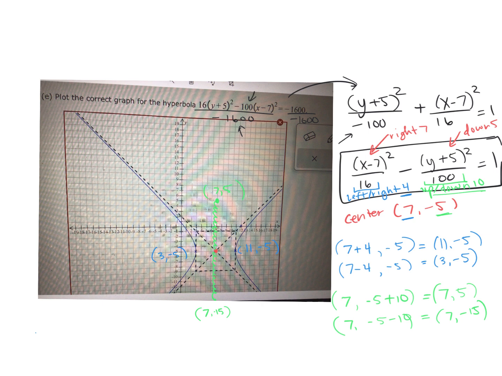And so our rectangle is much longer than what you had drawn there. So hope that helps.